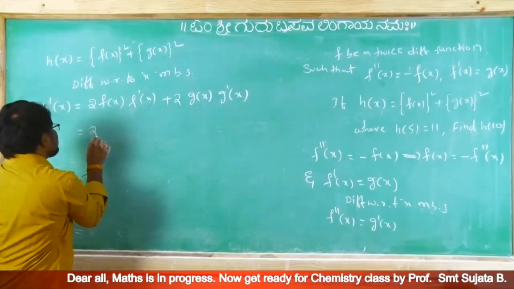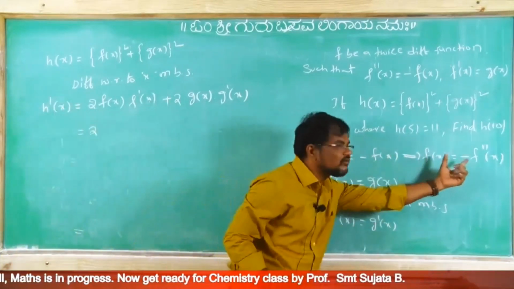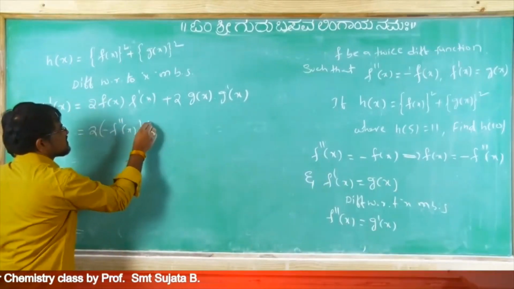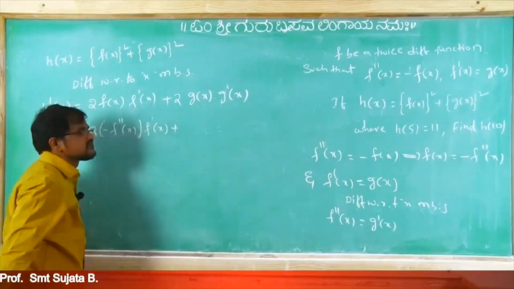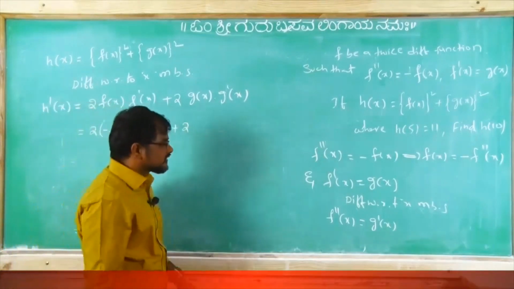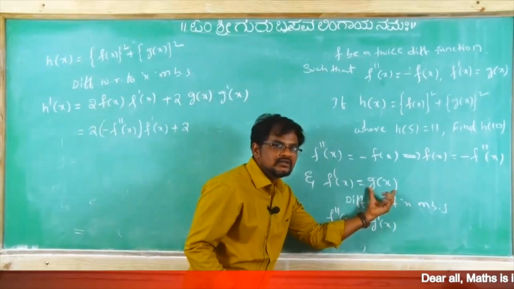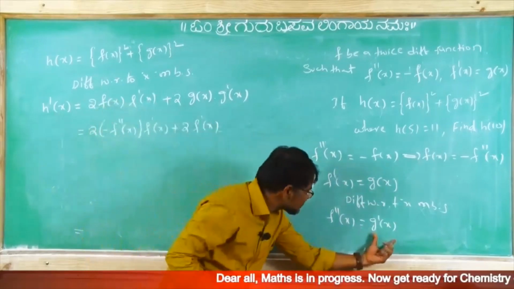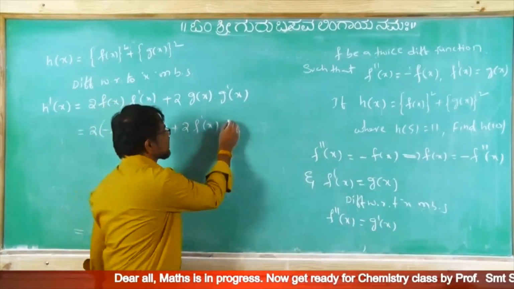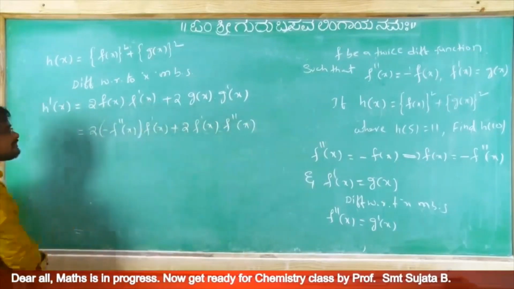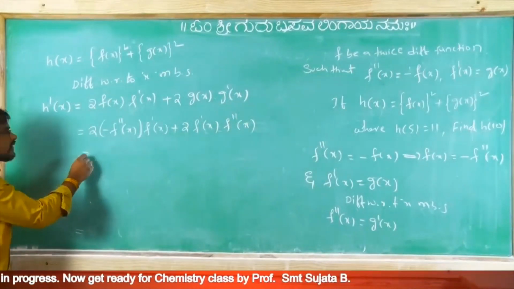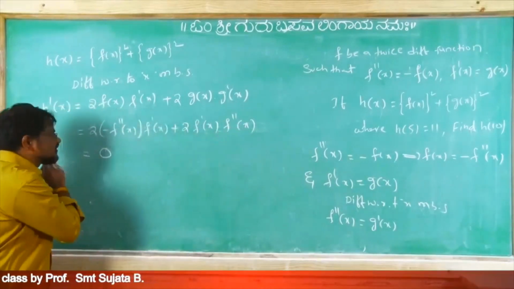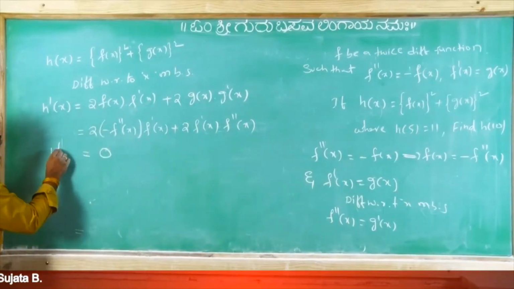Here 2 into f of x equal to minus f double dash of x. I will substitute minus f double dash of x into f dash of x as it is, plus 2 into g of x. Here g of x is f dash of x, all these are given. G of x is f dash of x, so g dash of x is f double dash of x. What do you observe? This is negative, minus, and the same is plus value, which means this becomes 0. So h dash of x is 0.